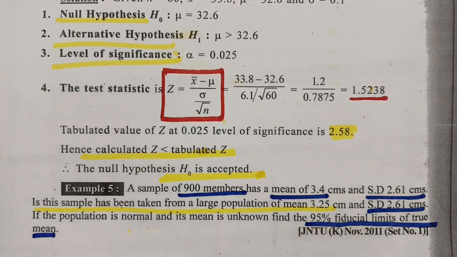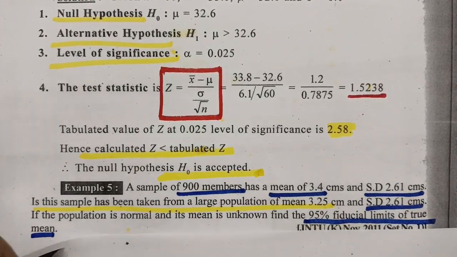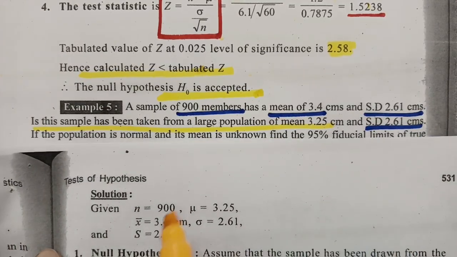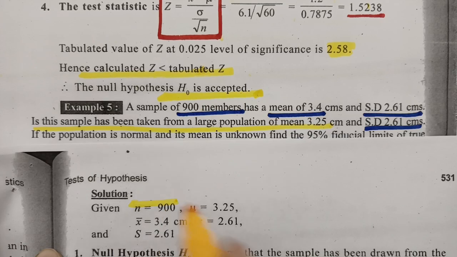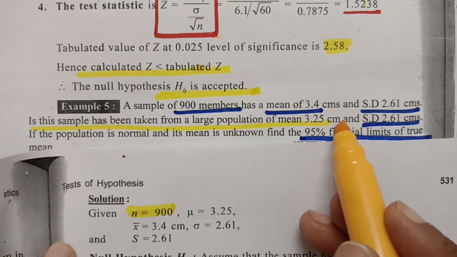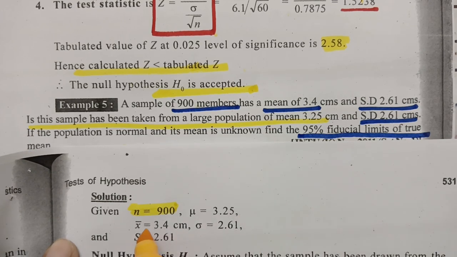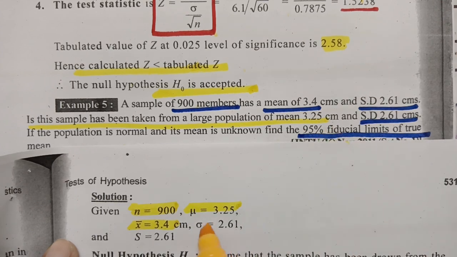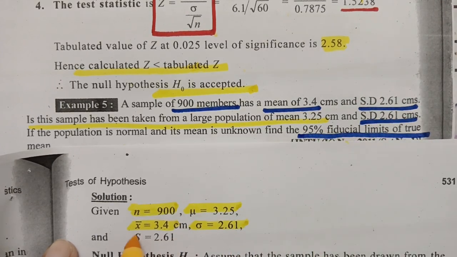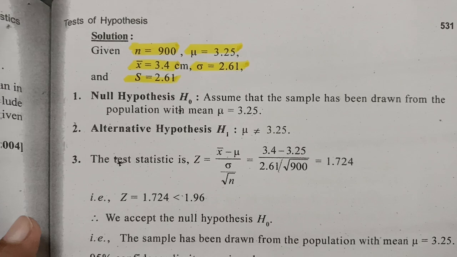So here we have to find the confidence limits. For finding the confidence limits, what is given here? It is very clear that n value is equal to 900. And the next one, the mean value: 3.4 here and the next one is 3.25. Which is bigger? 3.4. So the bigger one we take as x bar is equal to 3.4 and mu is equal to 3.25, and sigma value is 2.61 and s is also 2.61. So all the values are given here, and we have to find the confidence limits also.